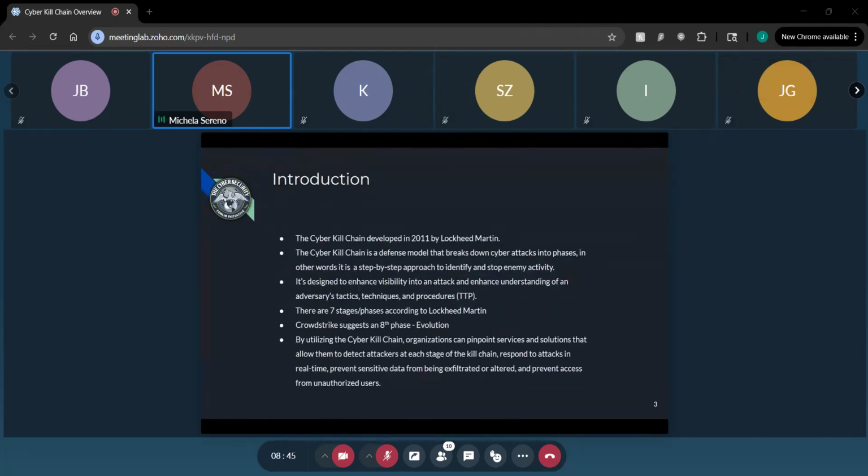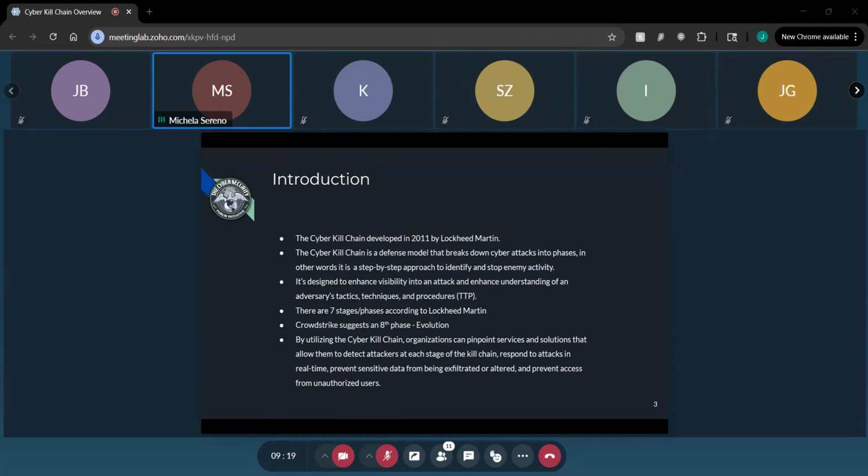Okay, so the cyber kill chain is a model developed in 2011 by Lockheed Martin as a part of an intelligence-driven defense strategy. So it's a step-by-step model that maps out how cyber attacks unfold, from the planning to the execution. And by understanding all the 7 stages, defenders gain greater visibility into the attacker's behavior and tactics. And in this way, they can identify where and how to intervene.